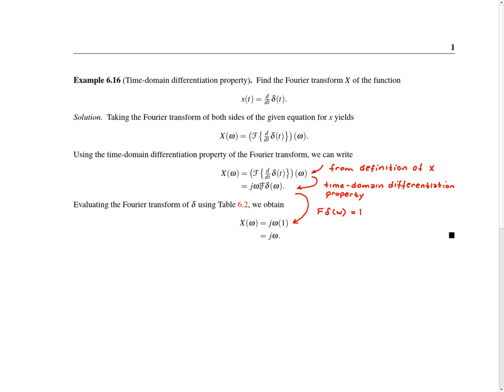And next what we need to do is simplify this Fourier transform, the Fourier transform of delta. And this is something that appears in our Fourier transform table. The Fourier transform of delta is simply a constant function equal to 1. So we can replace the Fourier transform of delta evaluated at omega by the value 1. So now we have the Fourier transform of x evaluated at omega is j omega times 1, which obviously is just equal to j omega. So we have that the Fourier transform of little x, which is denoted by big X, is given by this particular right-hand side here.